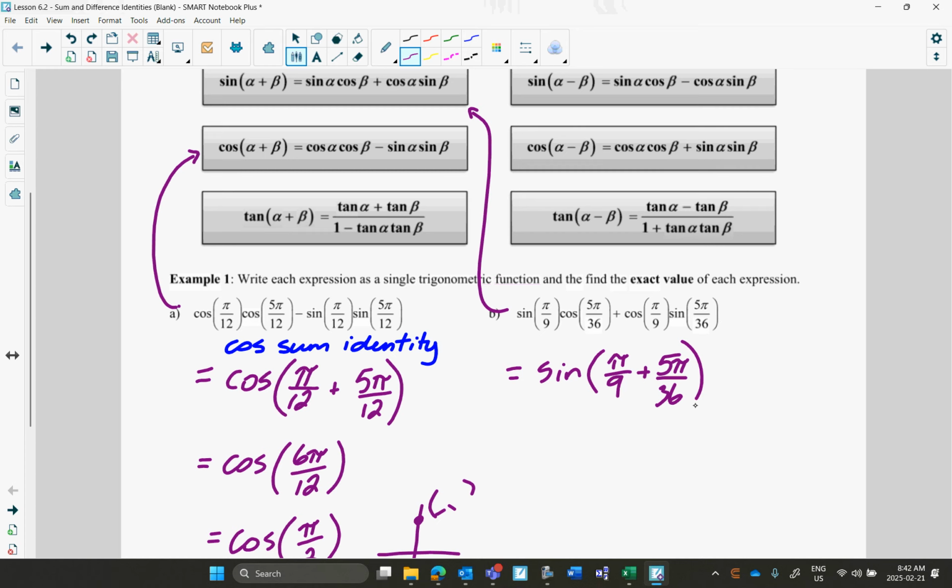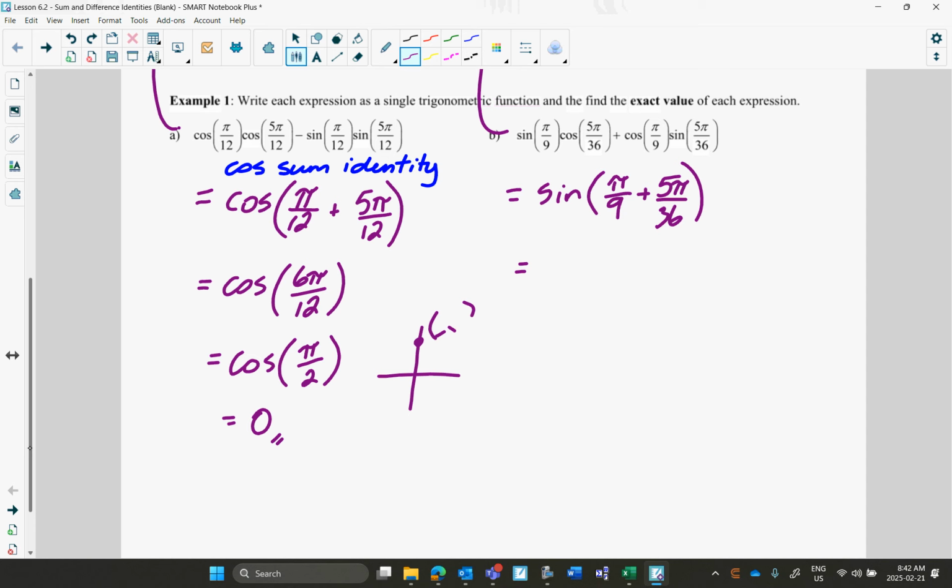And I can actually add these together. First of all, I have to make common denominators, which would be 36. So pi over 9 is the same as what over 36? 4 pi. So now I can add them to get 9 pi over 36.